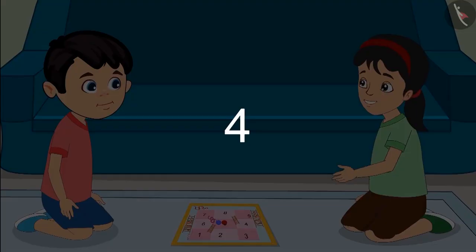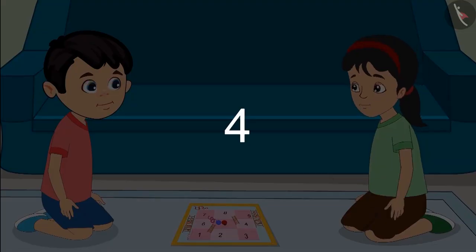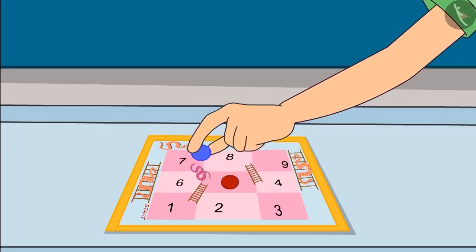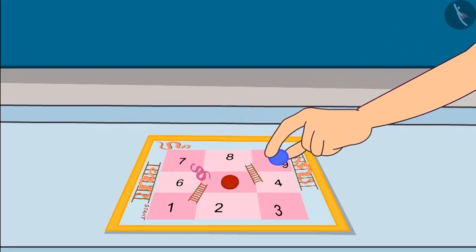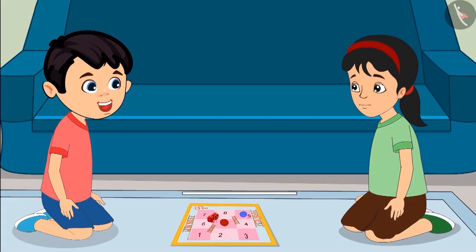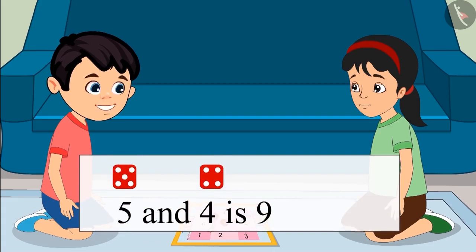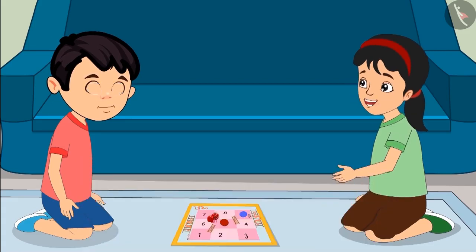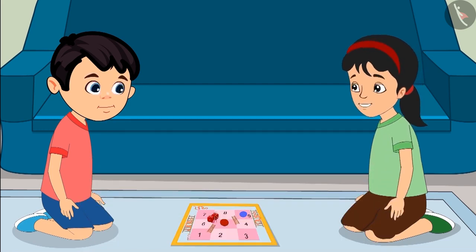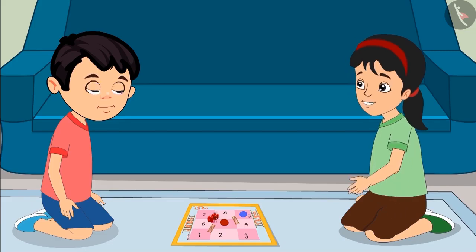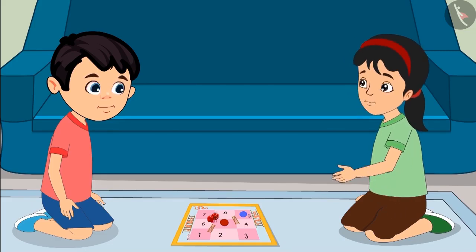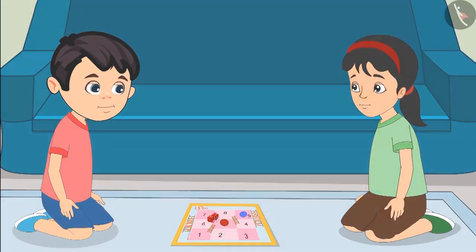So now I will move it 4 places forward. 1, 2, 3 and 4. Now my piece has come to number 9. That means adding 5 and 4 gave us 9. Is that right, Pinky? Yes, Chotu. You are absolutely correct. Hooray! I won the game. Come on, let's start again. This time, properly add the numbers on both dice and move your piece forward.